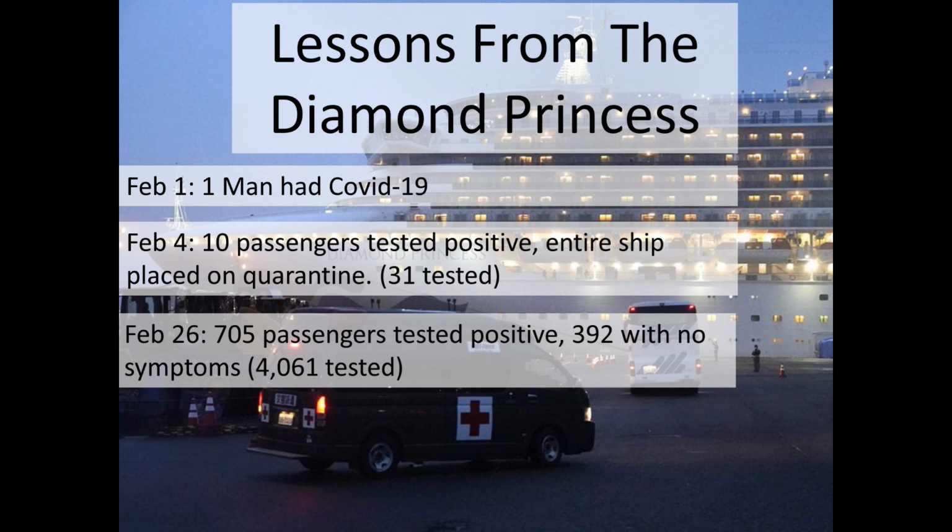But most of the people, 392 of the 705 who tested positive, had no symptoms at all. They didn't have a fever. They had nothing. Now, a significant portion of them would go on to develop symptoms later. And I don't know what percent ended up developing symptoms. It may have been all, it may not have been. But that's really important because it changes how you approach the disease. If you're only testing people who have symptoms, you are never going to get out ahead of the virus.